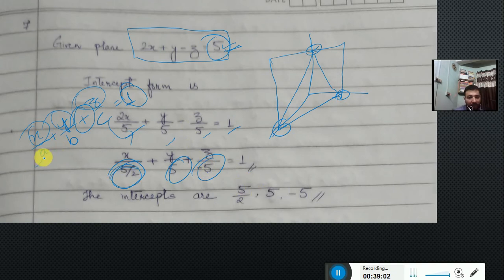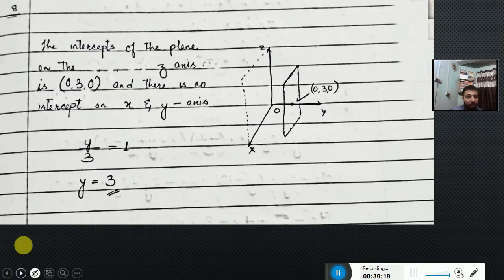So the intercept on the x-axis is a, on the y-axis is b, on the z-axis is c, right? Similarly, you can see this part a, b, and c. So these are the intercepts. If you have gone through the topic which we have done before nicely, these will be very easy for you. Go to question number 8.